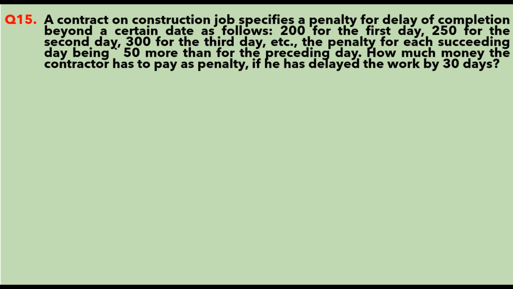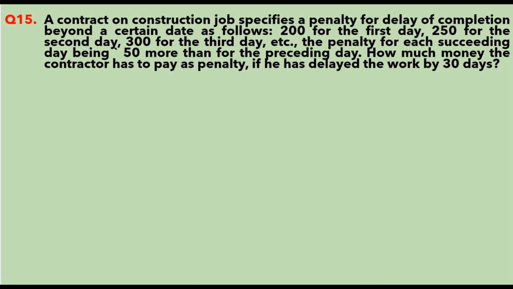So let's first understand what actually the question asks. There is a construction work which is done by a contractor and there is a specific time in which the contractor has to finish the work. In case the contractor delays the completion of work, then he has to pay a type of fine. For 1 day of delay, the contractor has to pay rupees 200. For 2 days, the contractor has to pay 250. And for 3 days, the contractor has to pay rupees 300. So this means for 1 day late, a contractor has to pay rupees 200, and for each successive day, the contractor has to pay rupees 50 more.